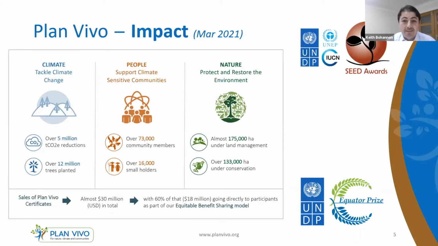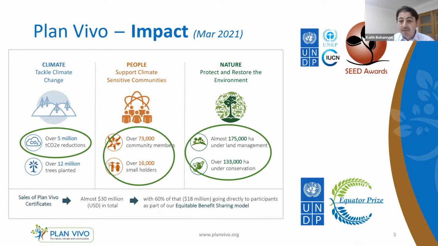Since we've been running, as I said, over 25 years, our impact to date has been, so far, over 5 million tons of CO2 emission reductions. We're reaching almost 90,000 people through our projects. We have 175,000 hectares under land management and 130,000 hectares under conservation. And through the sale of Plan Vivo certificates, we've generated $18 million to go straight back to communities and participants, as part of those equitable benefit sharing commitments. A number of Plan Vivo projects have also received international recognition, such as the Equator Prize and SEED Awards.